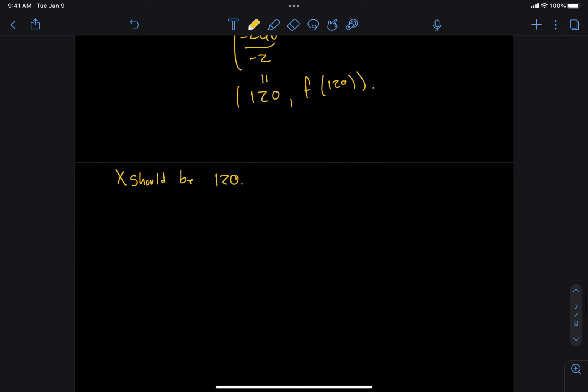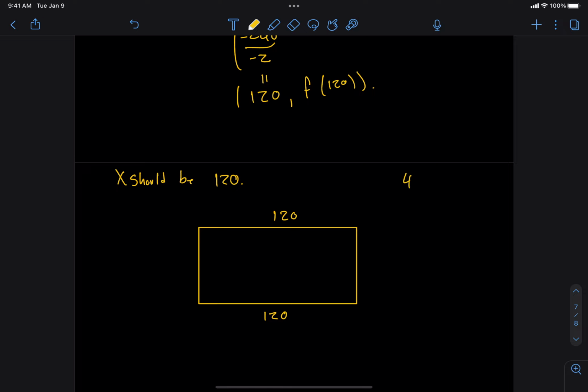So x should be 120. So what does my fence look like? I have 480 yards of fencing. I use up 120 on this side and 120 on this side. How much do I have left? I had 480 to start with, and I used up 120 on this side and 120 on this side. I have 240 left, and I split it evenly between this side and this side.